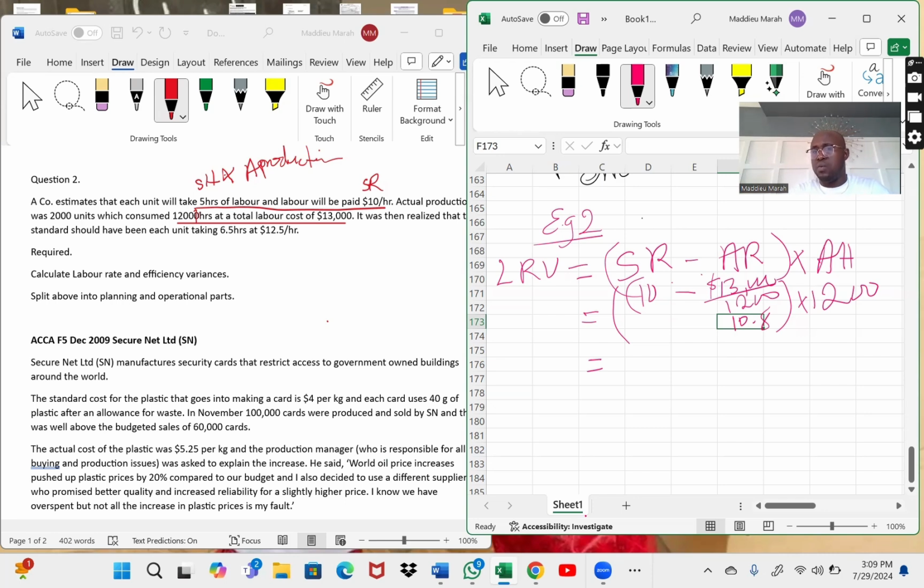So what's our variance? Before we go to the variance answer, which type of variance is this? It's an adverse labor rate variance. We said we're going to pay $10, but we paid $10.8. We pay more than what we said we're going to pay. So that is 0.8 at 1,200. So we have 960. 960 is our adverse variance. Sound good? Okay. So we've done our labor rate variance.